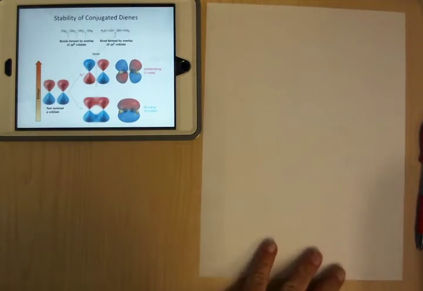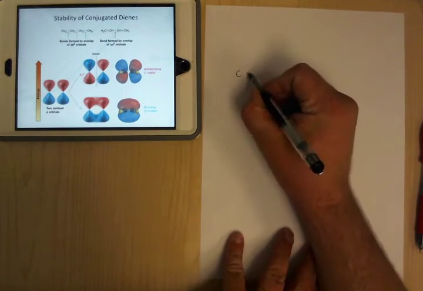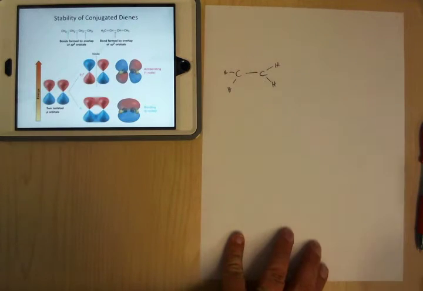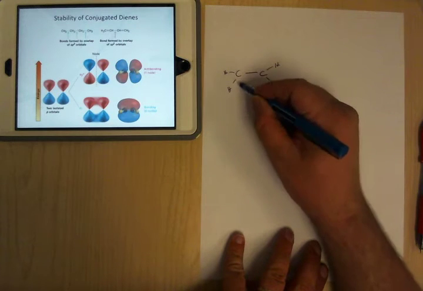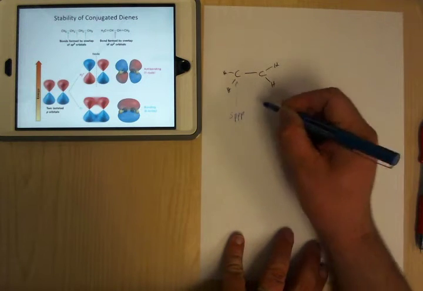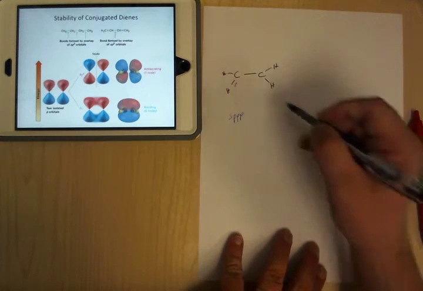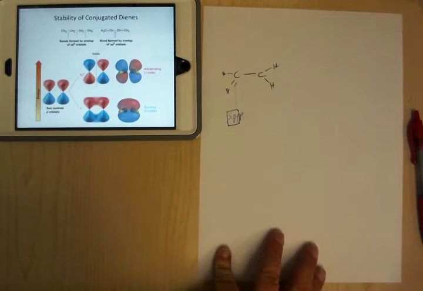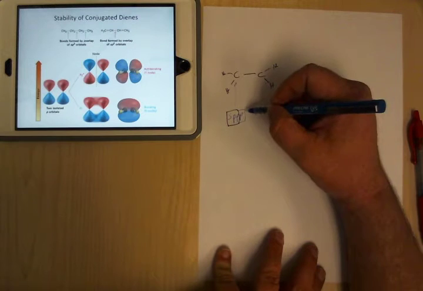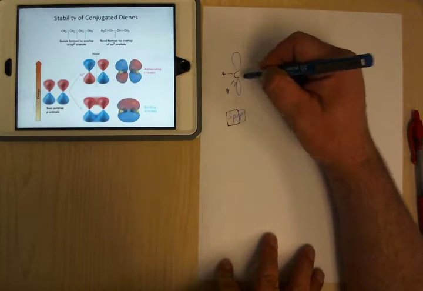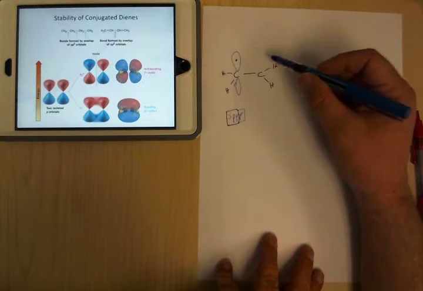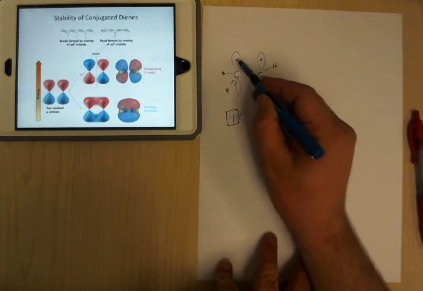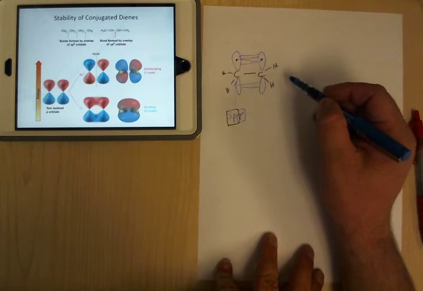The reason is, if you think about the simplest case here, remember each of these carbons has sp2 hybrids. If you have a double bond, these black bonds are the sp2 hybrids, but there's also this unhybridized pi orbital, which just remains a p orbital. This carbon has one too, and what can happen is you have overlap of your pi bond.